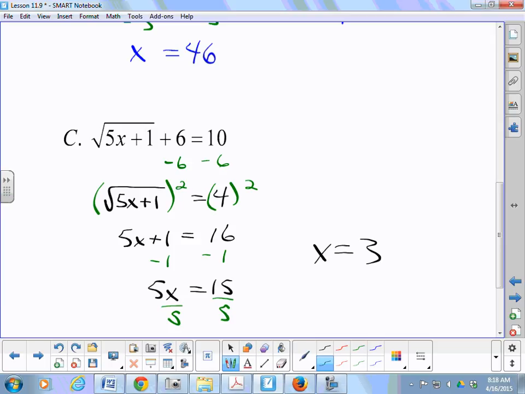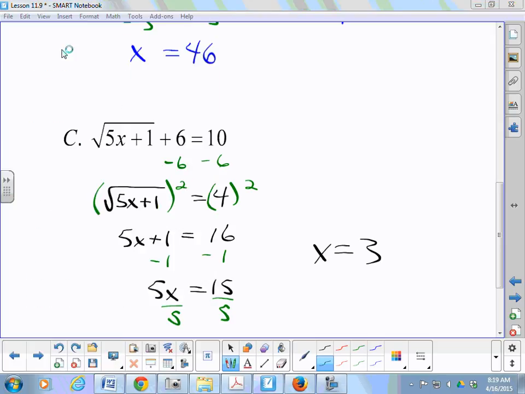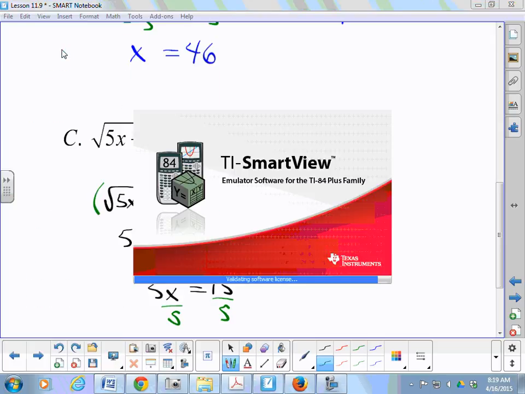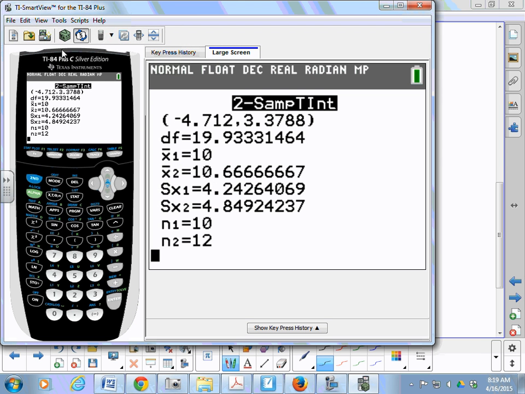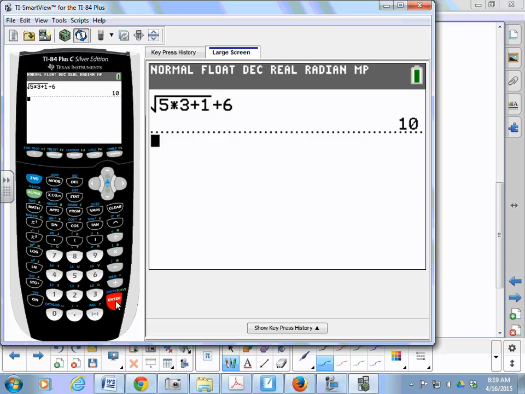A little bit harder to check it. Let's use our calculator for a second to check it. Let's pull that out and see if we can check it with our calculator. Square root 5 times 3 plus 1, arrow over, plus 6, and that equals 10. So I plugged it in using my calculator exactly as it's written.